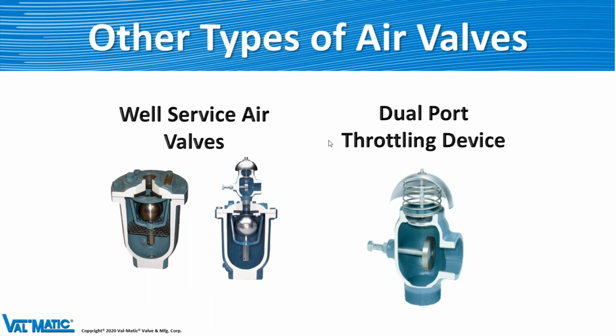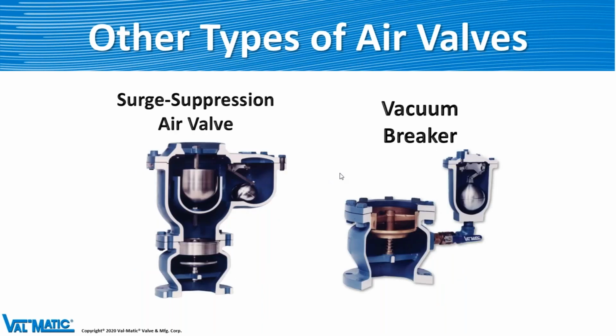Some of the other types of air valves that we have: a well service air valve would be used if you have underground tanks and you're pulling the product up out of the tanks. This would probably be a good valve for that. It's a dual port throttling device, and basically this helps throttle the air coming out through the air valve, and it also does a nice little vacuum arrangement up here with the spring loading and so on. If I got into a lot of detail on this, we'd probably be another 20, 30 minutes, so I'm just going to go through these briefly.